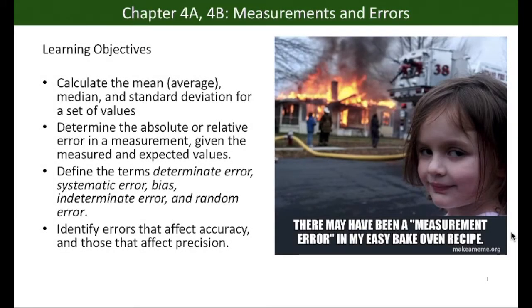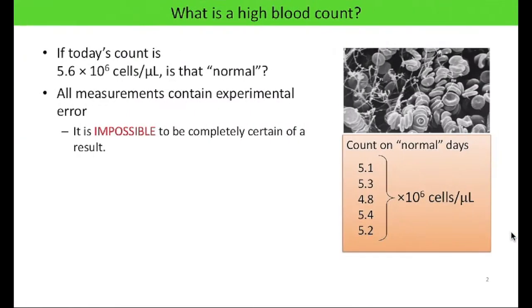In this chapter, we're going to go over both uncertainties and errors in measurements. The thing to be aware of is that every time you take a measurement, there is going to be some uncertainty and some error associated with that measurement. You can never be completely certain of a result of a measurement.